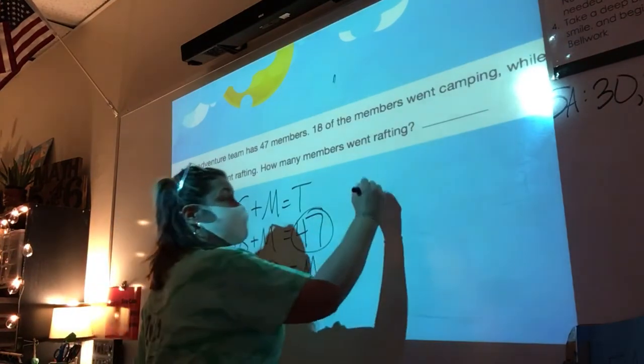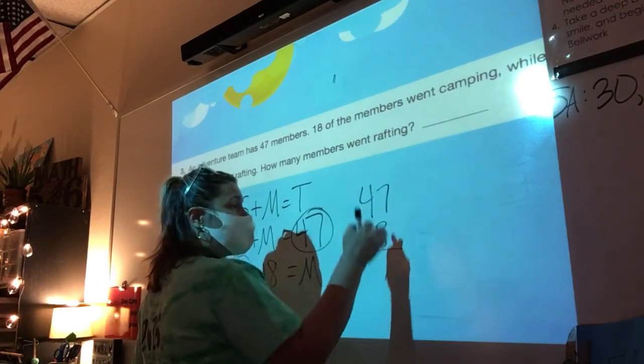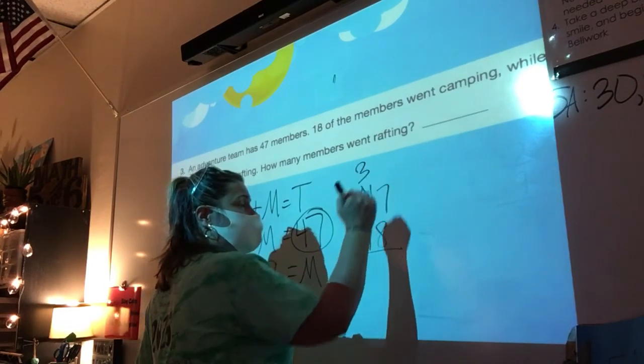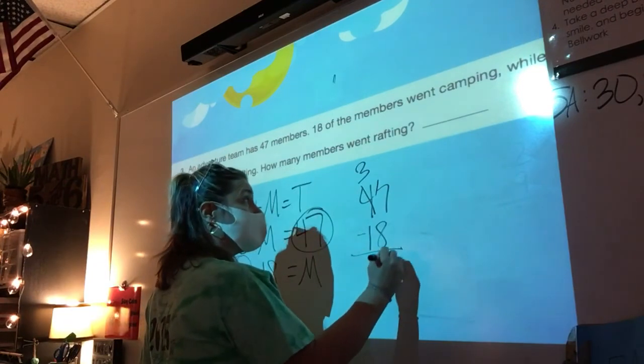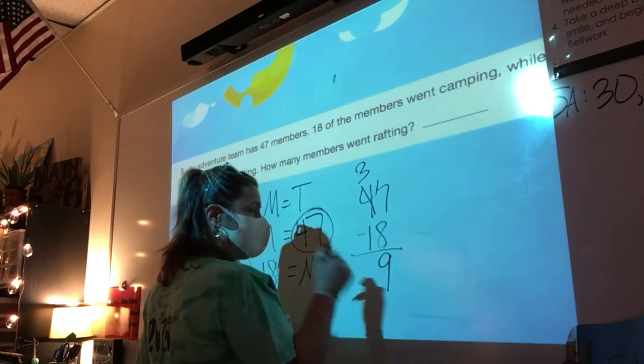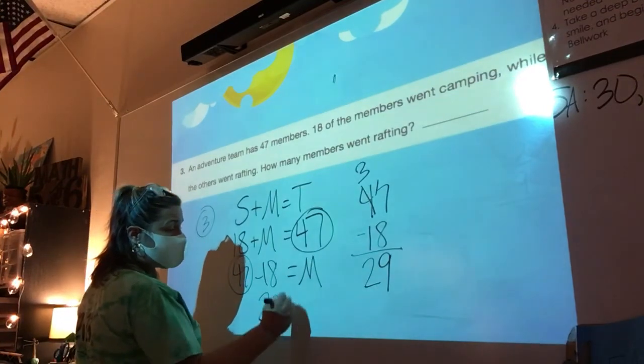Come over here and do your chicken scratch. Please be writing this down, guys. 7 minus 8 can't do it. Regroup. 7 becomes 17. 17 minus 8 is? 9. 3 minus 1 is? 2. The correct answer is 29 went rafting.